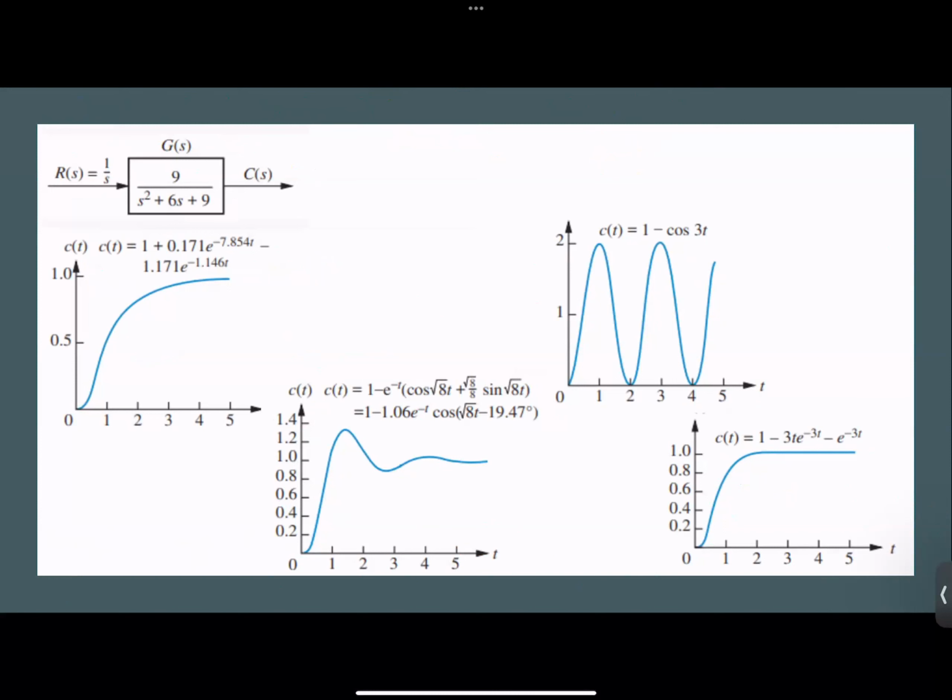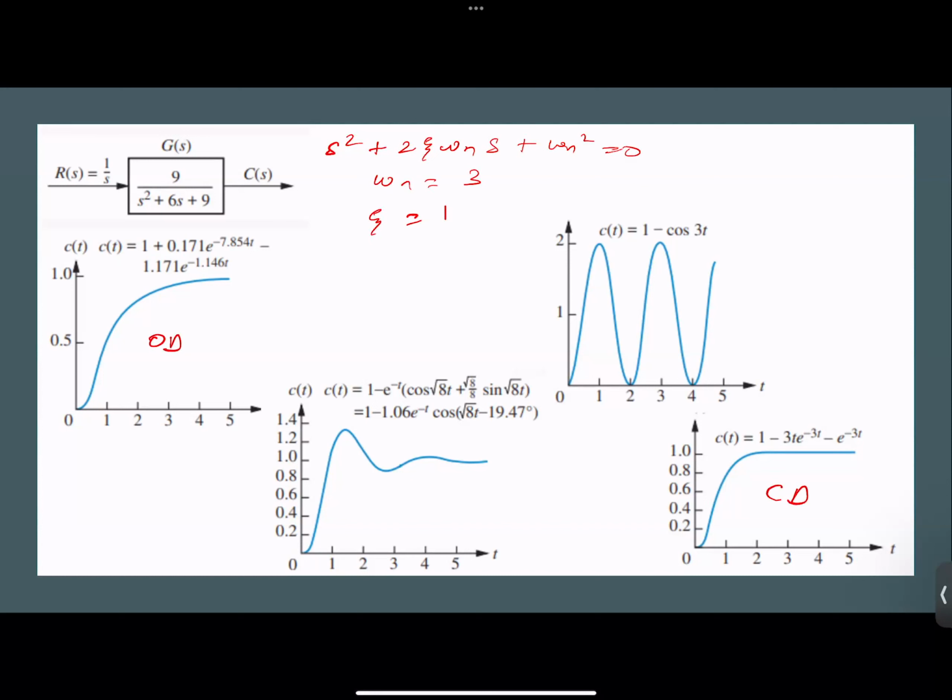Okay. Now let's look at the next question. So the denominator has changed slightly. Now let's find out the new eta. Here, what is the value of eta? Just again do the same thing, s square plus 2 eta omega n s plus omega n square equal to 0. Omega n is again 3 and eta is 1. So it is critically damped.